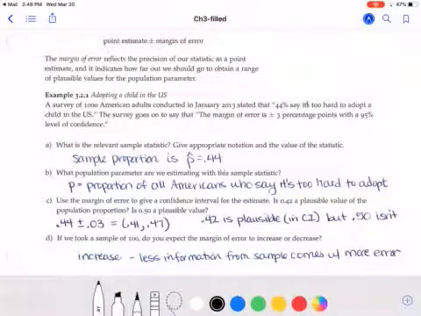In this example, we have that a survey of 1,000 American adults conducted in January 2013 stated that 44% of them said it's too hard to adopt a child in the U.S., and that the margin of error was plus or minus 3 percentage points for a 95% level of confidence. So our relevant sample statistic here is our sample proportion.